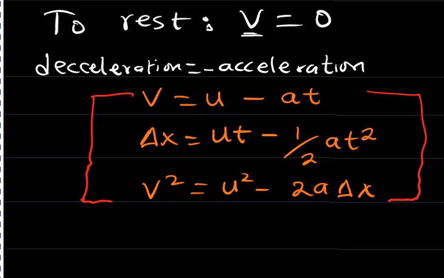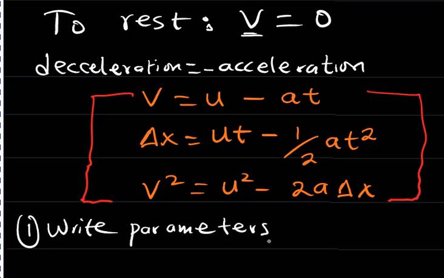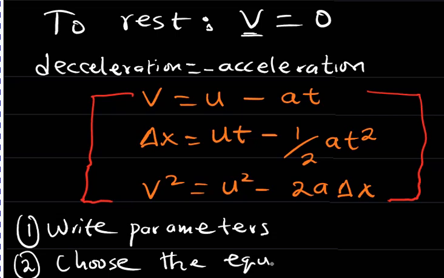Whenever you're reading the question, the very first step you're going to do is to write the parameters, including that particular parameter that you are being asked to look for. Then with the parameters, you can now choose the right equation, the equation that captures the parameters that you've written. And once you do that, you are good to go.